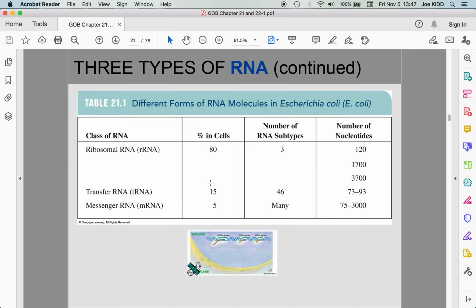So in terms of different forms of RNA and where they exist, this is done in E. coli as a very simple comparison. Ribosomal RNA would make up about 80% of the RNA in the cell, transfer RNA about 15, and mRNA or messenger RNA about 5. And as you can see, we have a huge variety in the sizes of these RNA nucleotides.